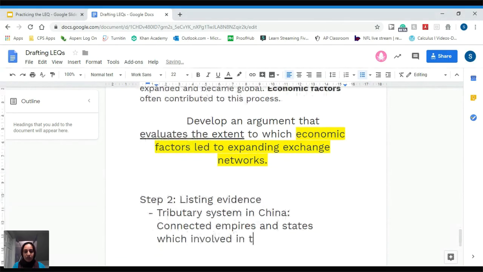Do you have specific examples of these states or any empires it connected? Because that's good, but if we can go more specific, that's what we want to do. Let's see. What major empire do we have, or what major exchange network do we have that forms in this time period? We have a really major one that happens because of the age of exploration. So what is that one?